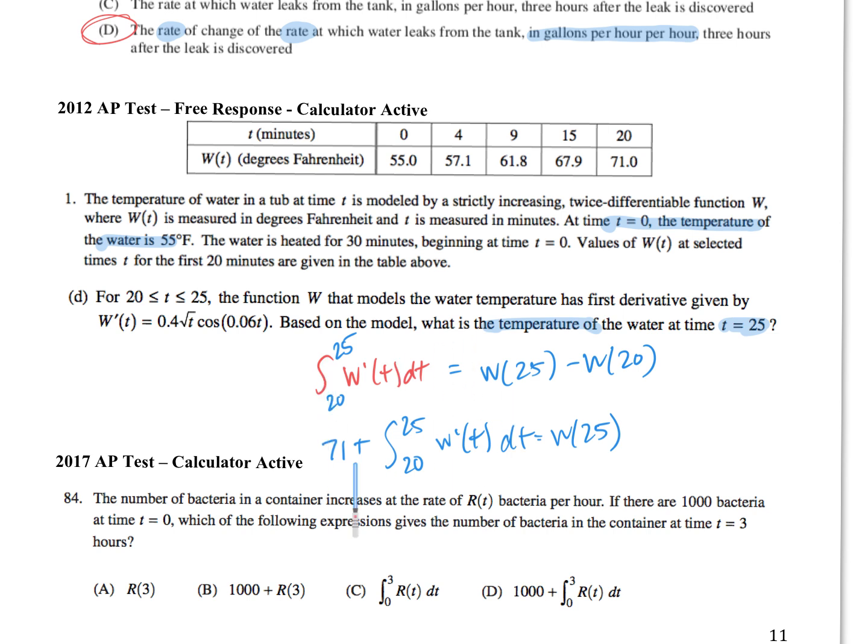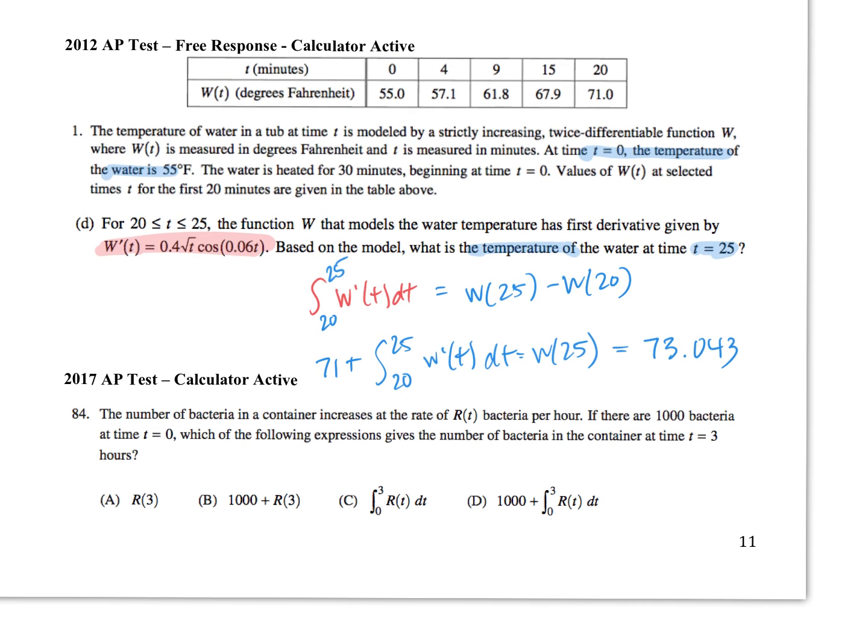Yeah. So let's go type this into our calculator. And here's my W prime equation. You need to be in radians to get this one right. With 3 decimals. What'd you get when you typed that in? 71.915. I don't think I got that. Really? 73.043. Awesome.